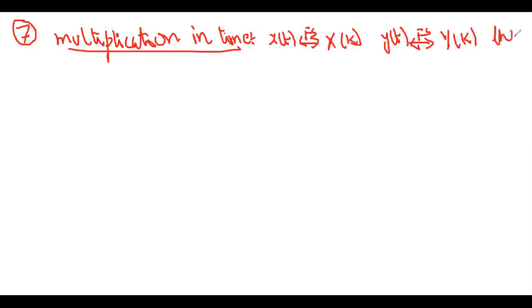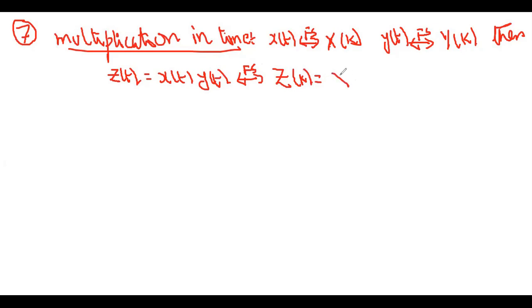Then z of t can be taken as the product of the two input functions, the time domain functions x of t and y of t. Its Fourier series is z of k, equal to the convolution of the two frequency functions, x of k with y of k. Take the proof here.